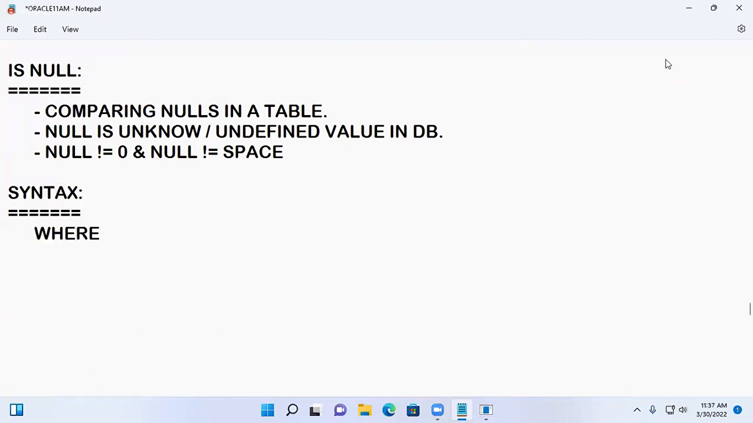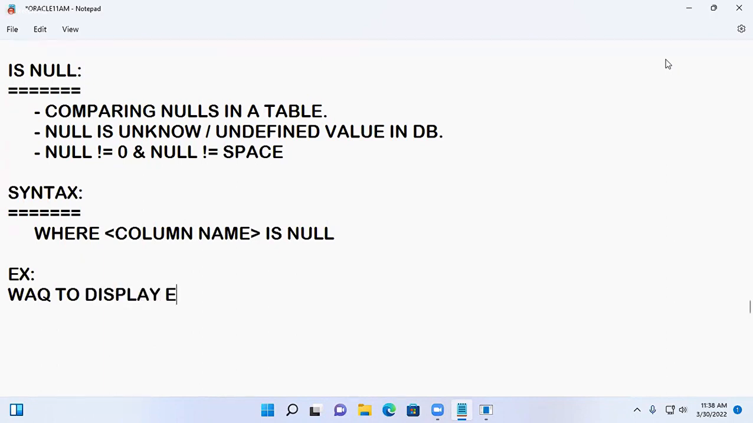So what is my syntax, guys? You're aware, I want to say column name, IS, and NULL. Few examples you can see. Write a query to display employees whose commission is 0.